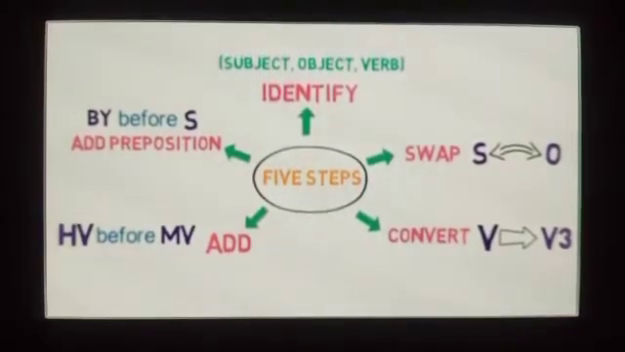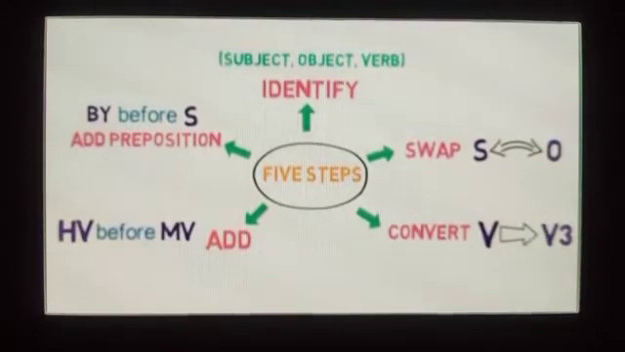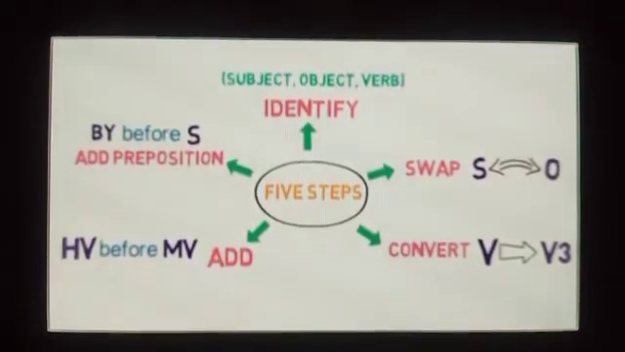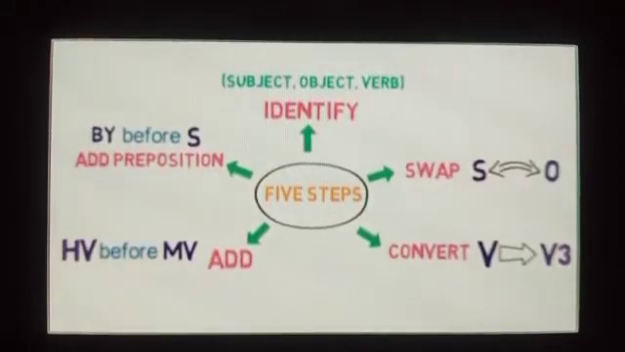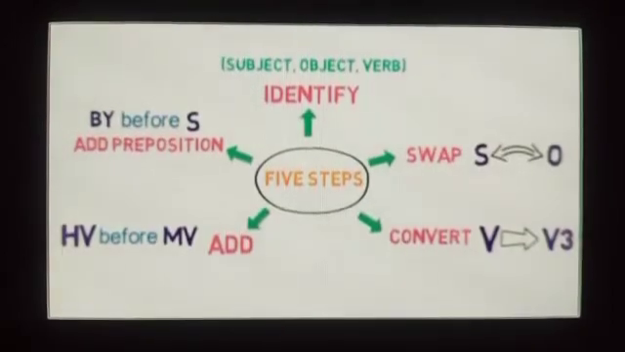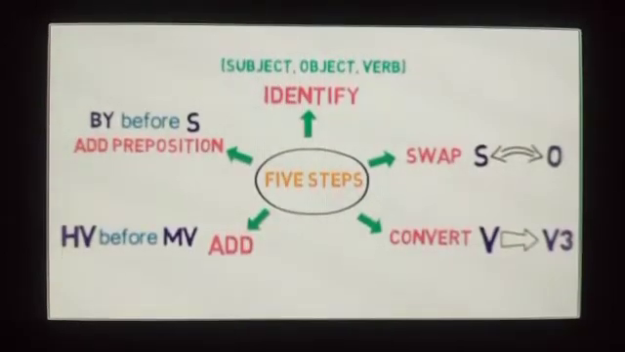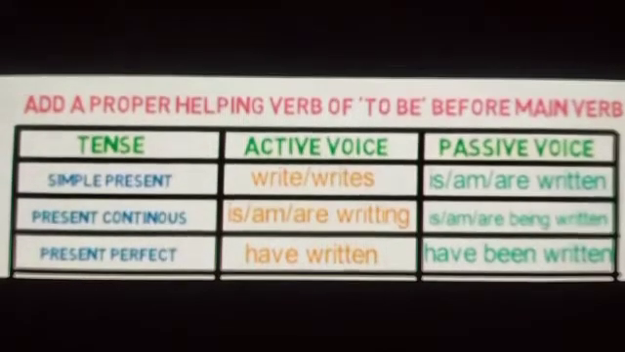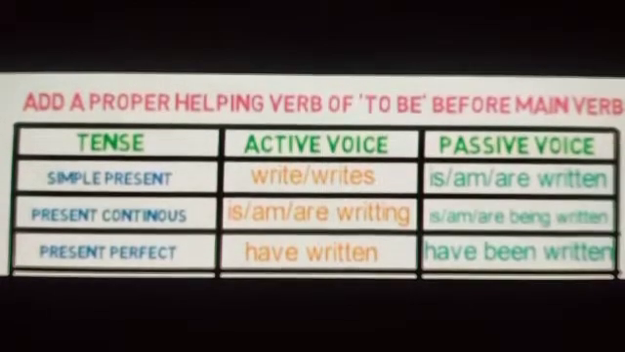After completing the whole process, we add the preposition by before the subject to give the sentence a complete sense and to make it clear that the subject is the doer of the action. After using these rules, we get a complete and correct passive voice sentence. Today we are going to learn how to make passive in present tense.